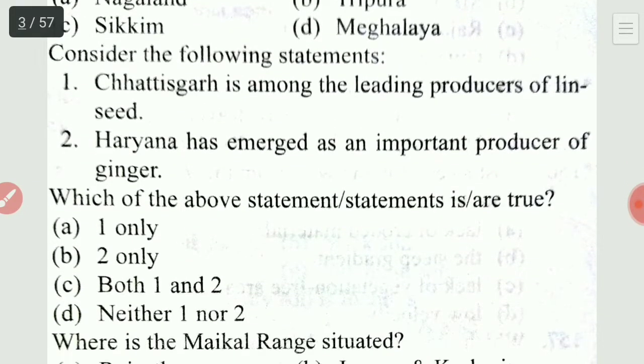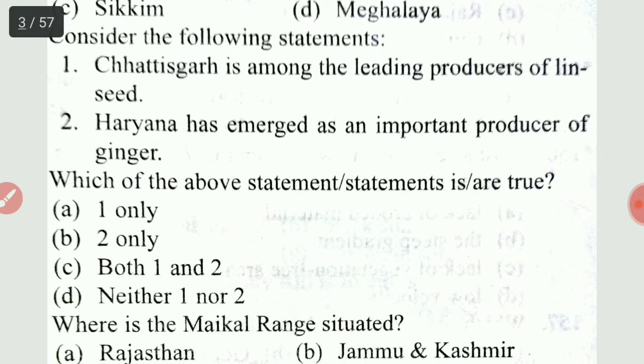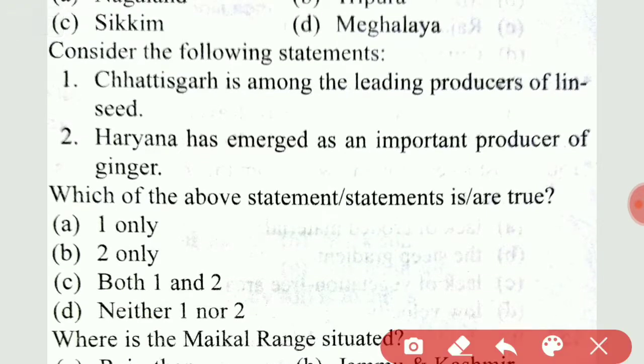Consider the following statements. Number 1, Chhattisgarh is among the leading producers of linseeds. Number 2, Haryana has emerged as an important producer of ginger. Which of the above statements is or are true? The answer is option A. Only statement 1 is true and the second statement is wrong. So Chhattisgarh is among the leading producers of linseeds.